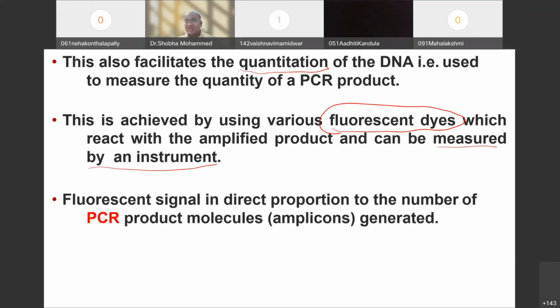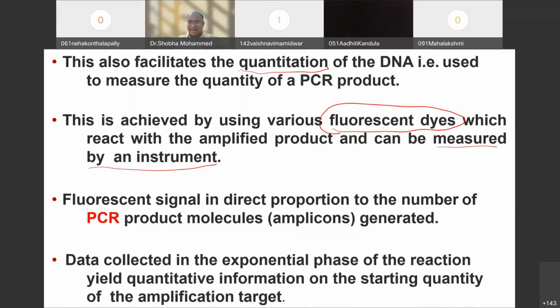Now the fluorescent signal is in direct proportion to the number of PCR product molecules. It means it is directly proportional to the number of amplified molecules. The number of fluorescent dyes and the number of amplified molecules are directly proportional, 1 to 1, 2 to 2, 3 to 3, 4 to 4. So it is easily quantified by using a spectrophotometer.